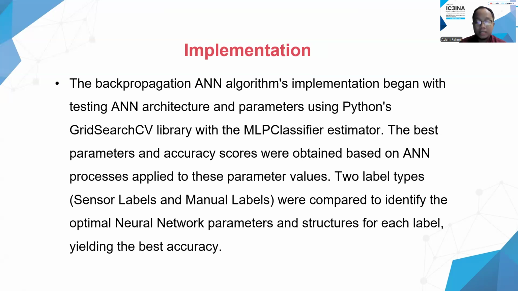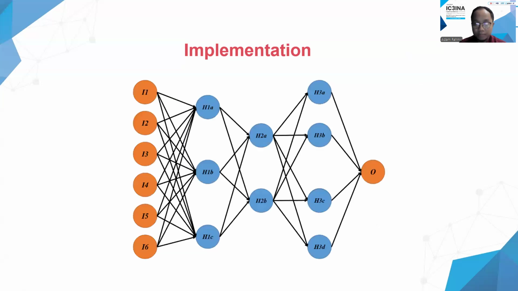And the best parameters and accuracy scores were obtained based on the ANN process applied to these parameter values. Two label types, sensor labels and manual labels, were compared to identify the optimal neural network parameters and structures for each label, yielding the best accuracy.